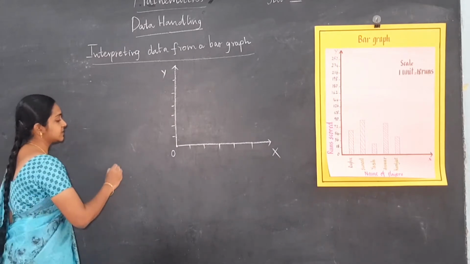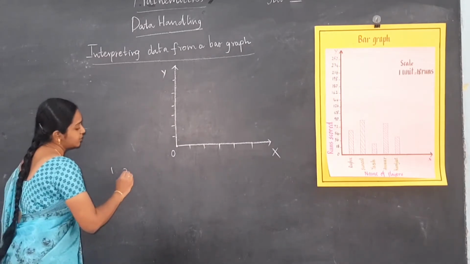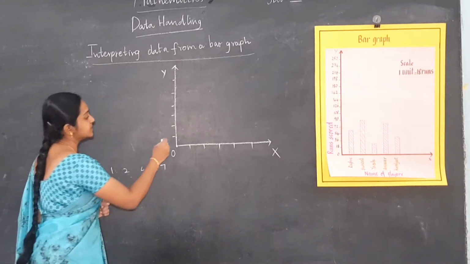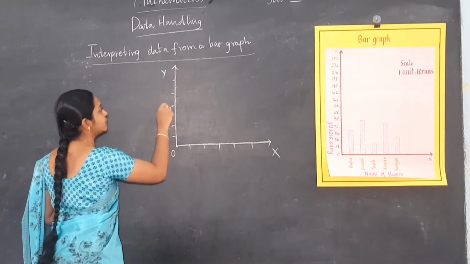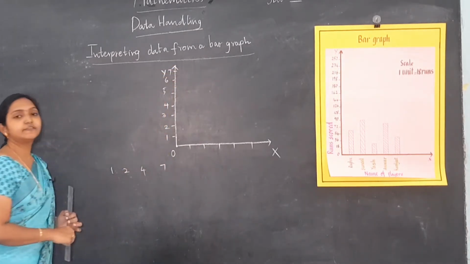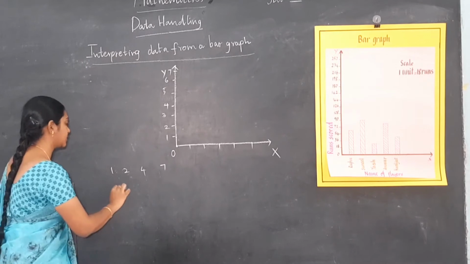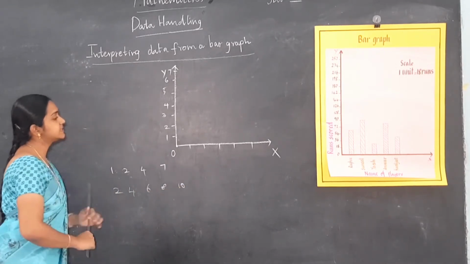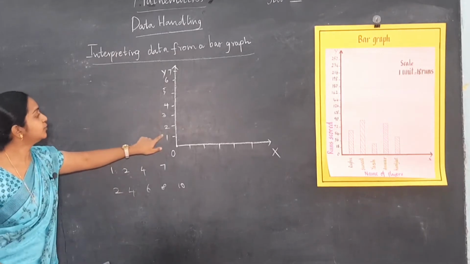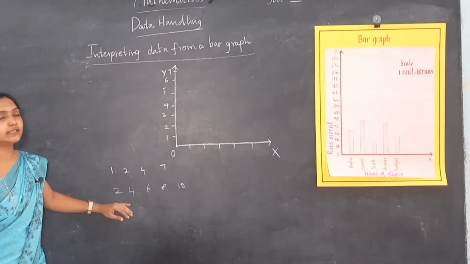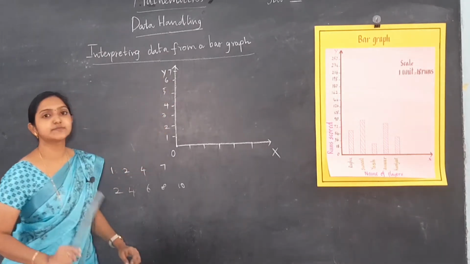If the numbers given in the question are 1, 2, 4, 7, then we can use the numbers as 1, 2, 3, 4, 5, 6, 7. If the numbers given are 2, 4, 6, 8, 10, then instead of 1, 2, 3 we can put 2, 4, 6, 8 and so on. Depending on the data given, the numbers on the y-axis will change.